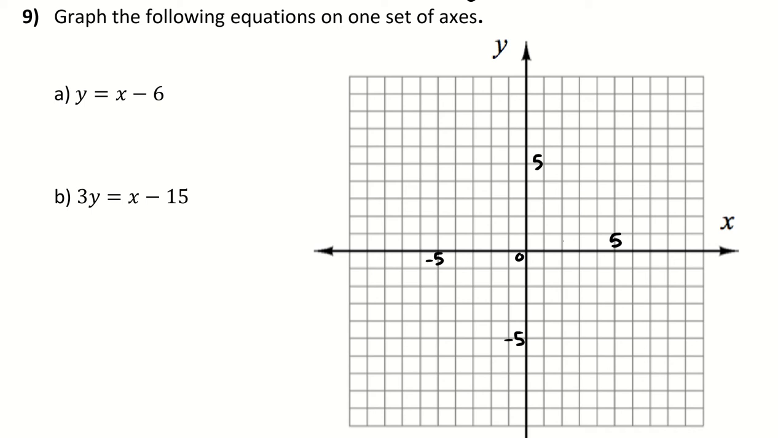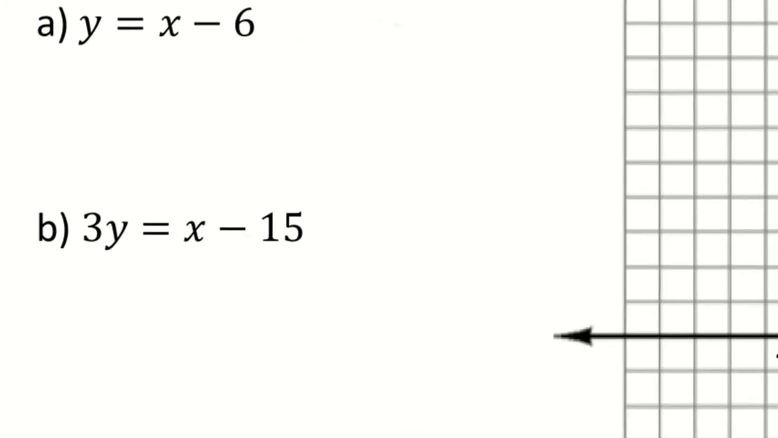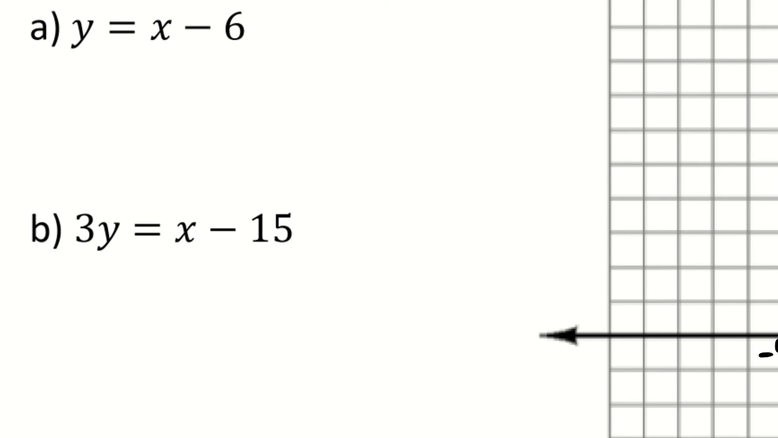Question 9 says graph the following equations on one set of axes. I've given you a Cartesian coordinate plane here, and I've asked you to graph two relationships, and actually I believe they are functions. If I look at this first one, it is y is equal to x minus 6.